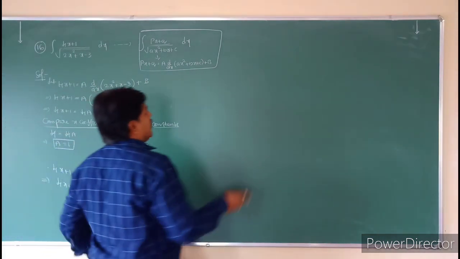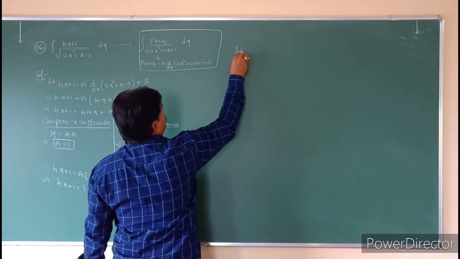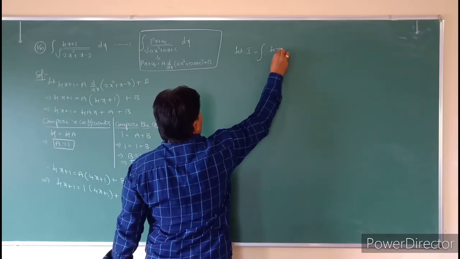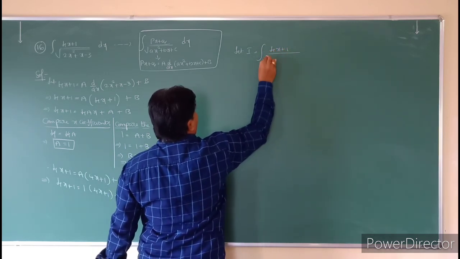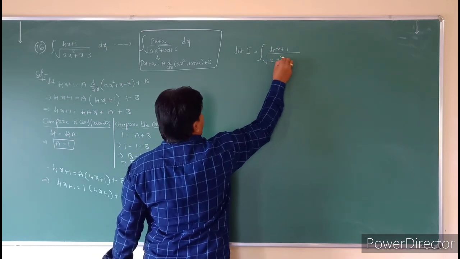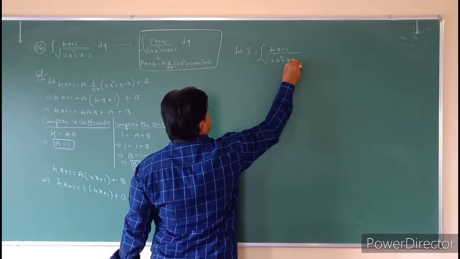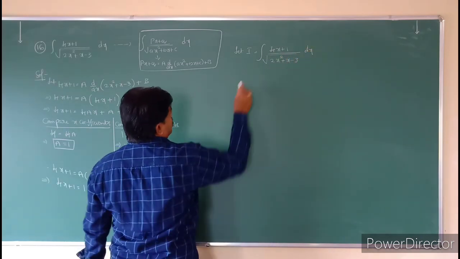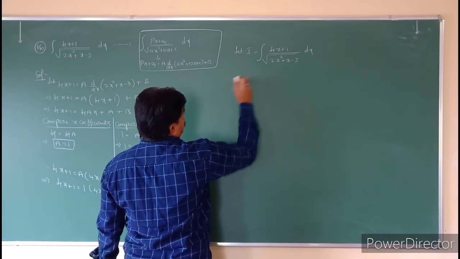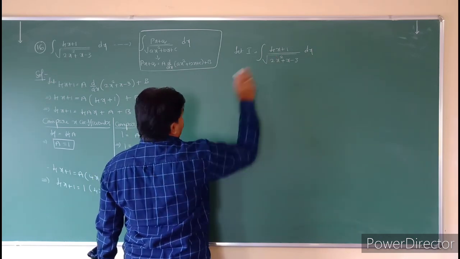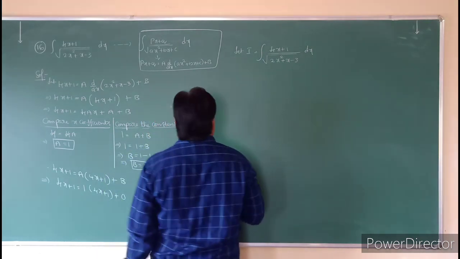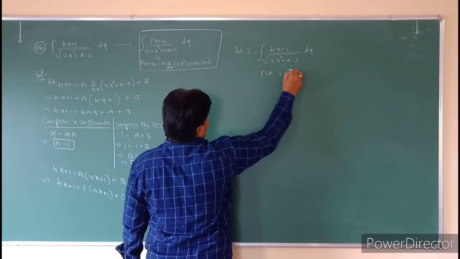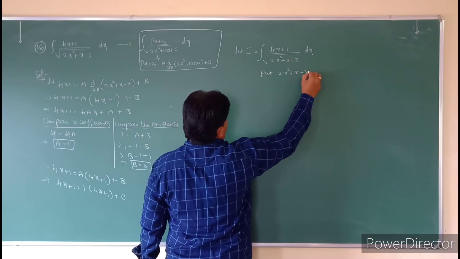Then what we will take? Let I be equal to integral of (4x plus 1) by root of (2x square plus x minus 3) into dx. This 4x plus 1 you can write directly, nothing to prove that, you have to take that directly. So what I will take is: put 2x square plus x minus 3 is equal to t.